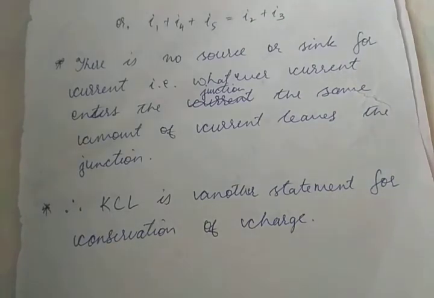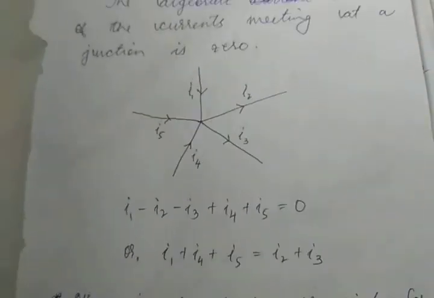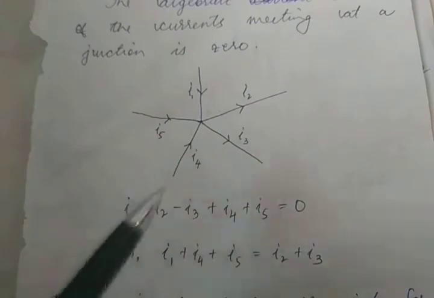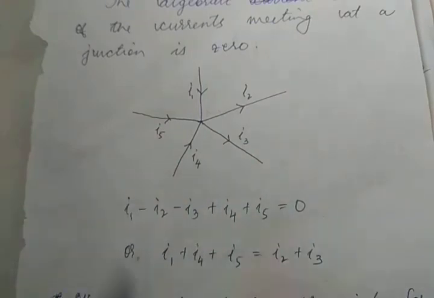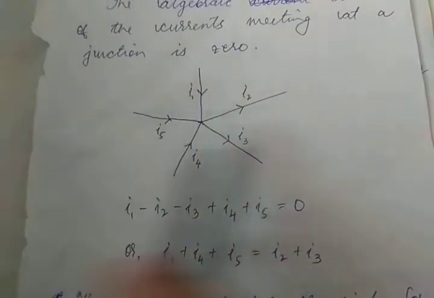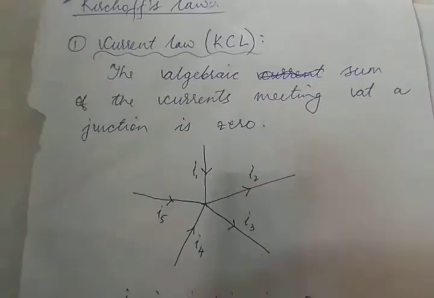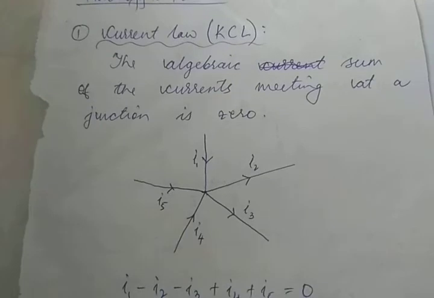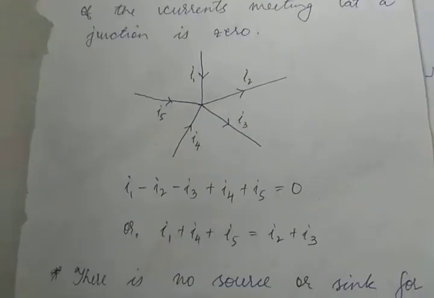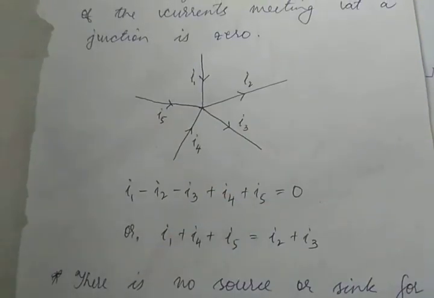Okay, in that case you have to say Kirchoff's current law is based on conservation of charge. All right, so understand this very carefully. Whatever current flows into the junction, the same amount of current has to leave the junction, and the statement is like the algebraic sum of the currents meeting at the junction is 0, because of which we get this. But don't forget the convention.